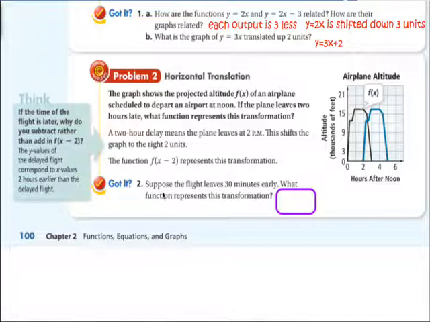Now, suppose the flight leaves 30 minutes early. Okay, so 30 minutes early.